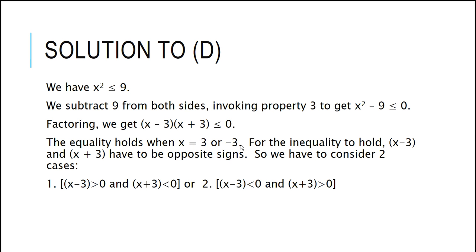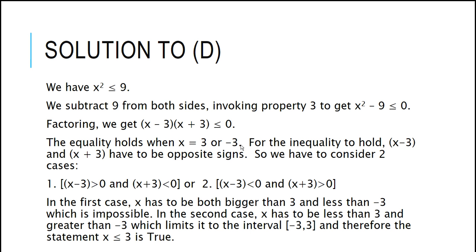For the inequality to hold, x minus 3 and x plus 3 have to have opposite signs, so we have to consider two cases. The first case is that x minus 3 is greater than 0 and x plus 3 is less than 0, and in the second case the signs are opposite. In the first case, x has to be both bigger than 3 and less than negative 3, which is impossible. In the second case, x has to be less than 3 and greater than negative 3, which limits it to the interval negative 3 to 3 inclusive.